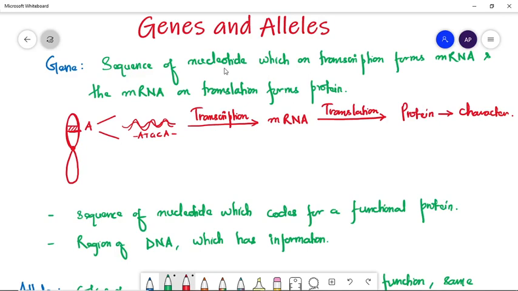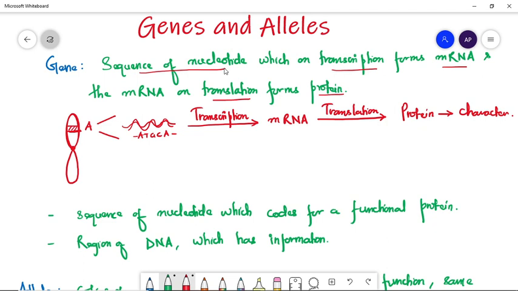Hello everyone. Today we will learn about genes and alleles. Let us first see what genes are. Genes are nothing but sequences of nucleotides which on transcription form mRNA, and the mRNA on translation forms the protein. For example, let us consider a gene A in this chromatid.